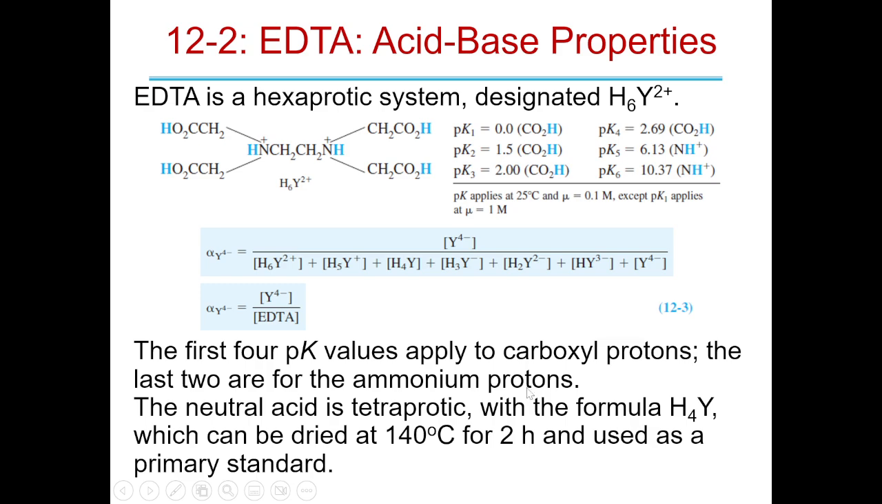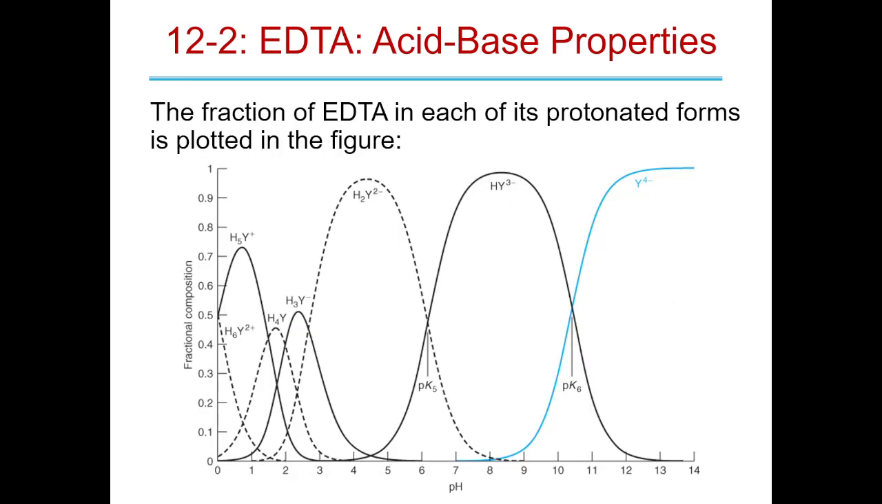All right, so the neutral acid is actually tetraprotic. It has the formula of H4Y. This can actually be dried at 140 degrees Celsius for 2 hours and can be used as a primary standard. So this is a primary standard that you can get, okay? And you can get it as a powder. The powdered form is typically this neutral form. Again, it's very difficult to make crystals of something that's charged, right? So you typically have issues if you try doing that.